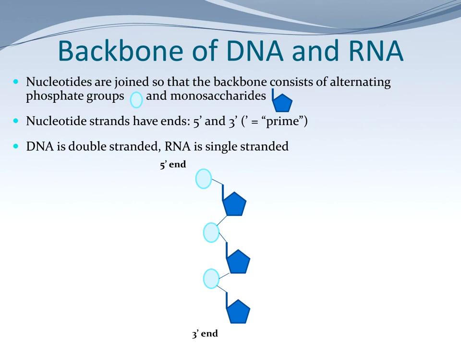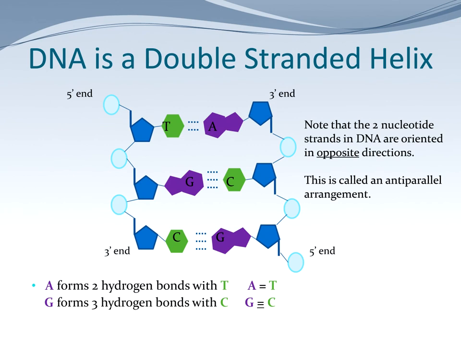A covalent bond is formed between the monosaccharide of one nucleotide and the phosphate group of the next one. The resulting nucleotide strand has a head, which is sometimes called the 5' end, and a tail, which is sometimes called the 3' end. DNA consists of 2 strings of nucleotides, while RNA is single-stranded. In a DNA molecule, the 2 nucleotide strands are held together by hydrogen bonds between opposite nitrogenous bases.